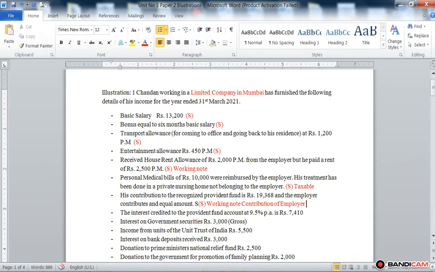So we know that the employer's contribution is exempted up to 12%. So we compute the 12%; that amount of contribution is allowed. Remaining all is taxable. It means the employer has contributed only up to 12% of the salary of the employee. So we need to find out the 12% of salary.